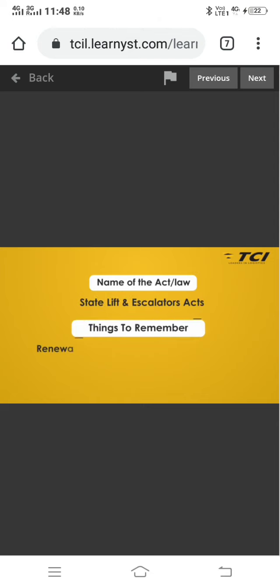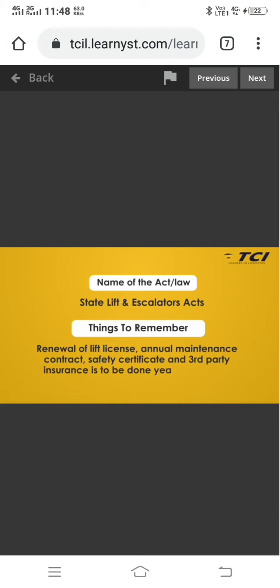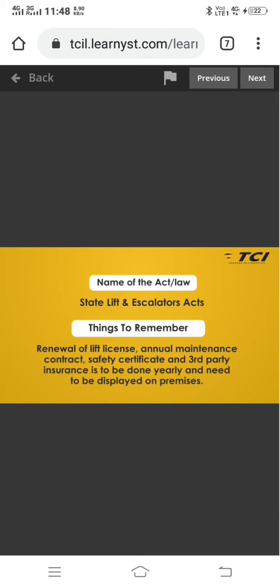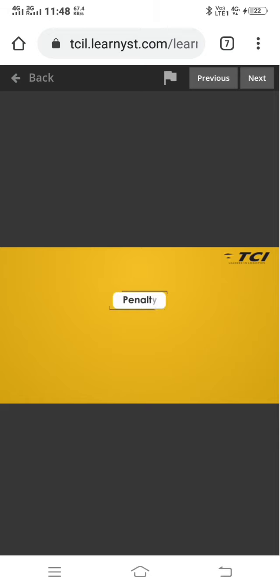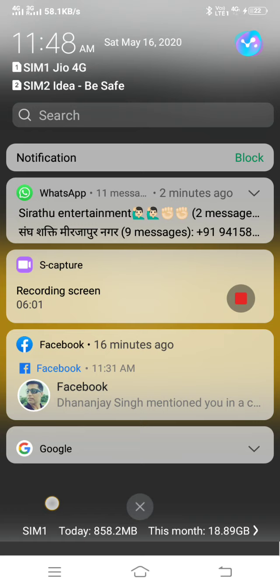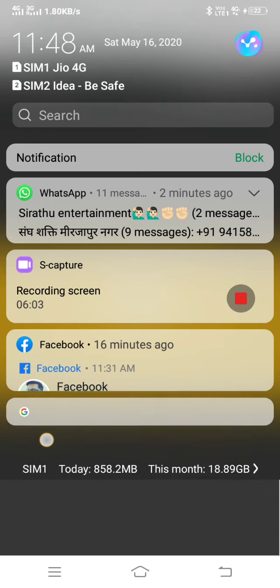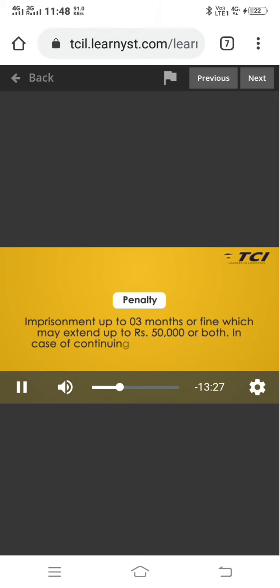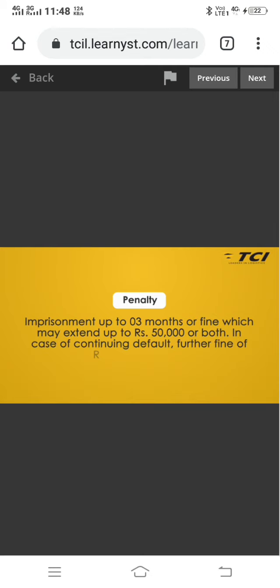The renewal of lift license, annual maintenance contract, safety certificate and third-party insurance is to be made on a yearly basis, and its display is also to be done under the health, safety and environment policy. If not displayed, then there shall be a penalty of imprisonment up to 3 months or fine of rupees 50,000 or both. In case of continuing default, a further fine of rupees 1,000 is levied.